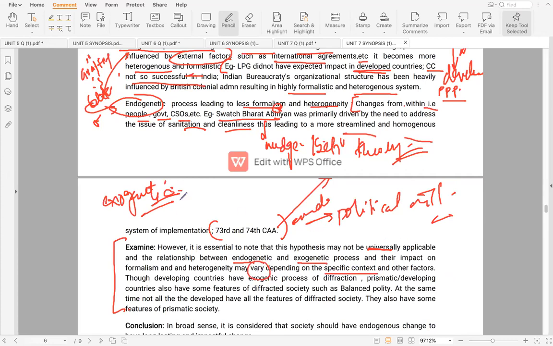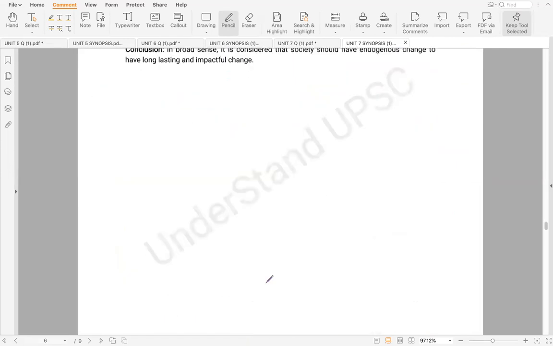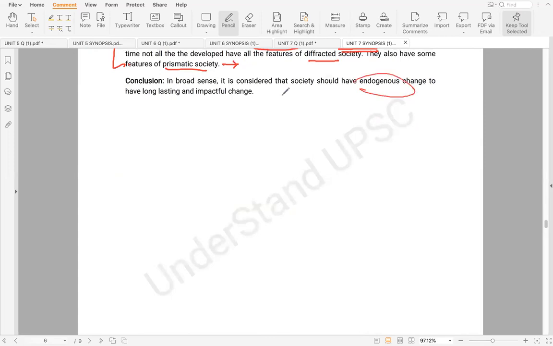In this, you can also tell how all developing countries do not have only the features of developing, some features of developed as well. Similarly, developed countries have some features of developing as well. So that is why you need both endogenetic as well as exogenetic changes. Though developing countries have the exogenetic process of diffraction, prismatic or developing countries also have some features of diffracted society, such as balanced polity. At the same time, not all the developed have all the features of diffracted society. They may also have some features of prismatic society. That is why both changes are needed, right? In conclusion, in a broad sense, it is considered that society should have endogenous change to have a long-lasting, sustainable, impactful change.